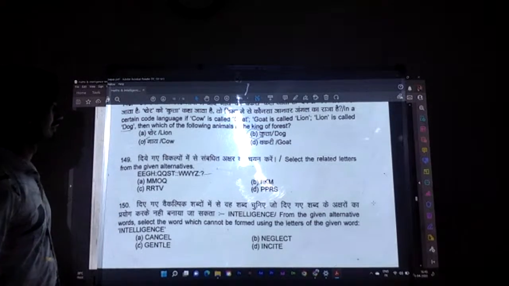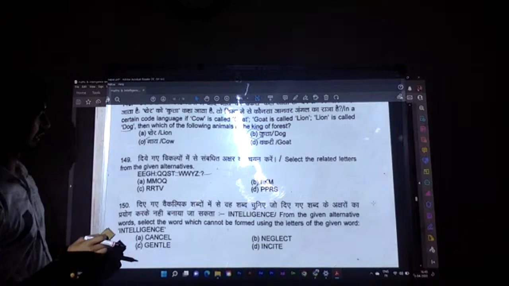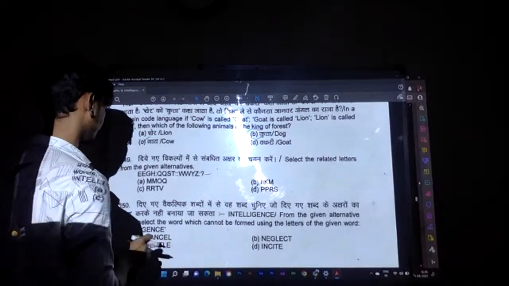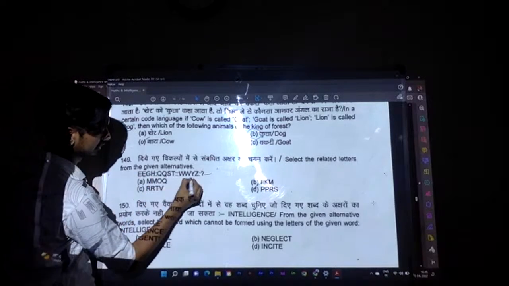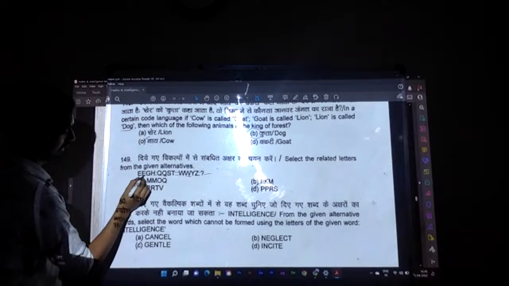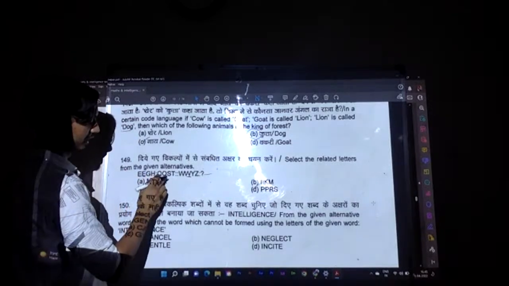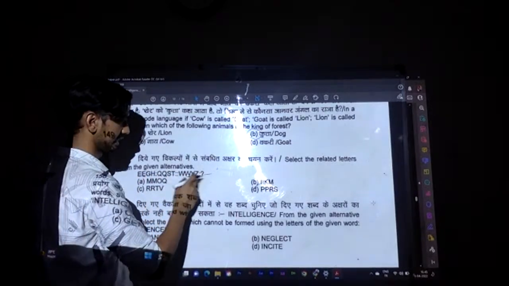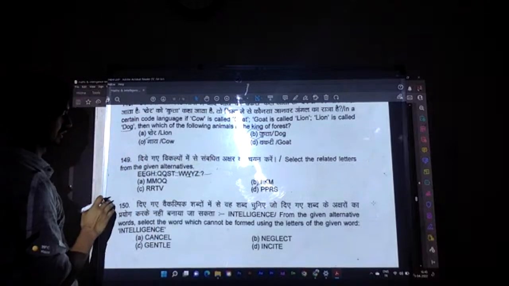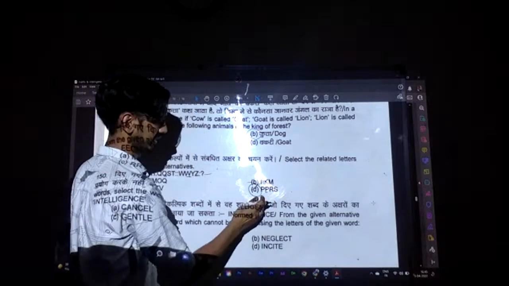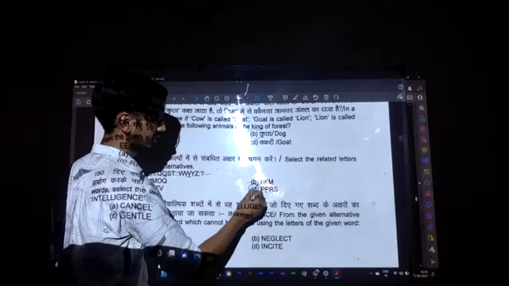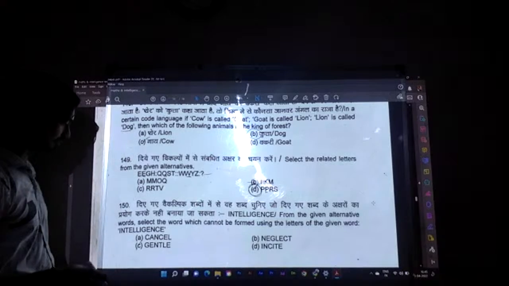In question number 149, select the related letters from the given alternatives. When you look at the second position of these, E, F, G, H, Q, R, S, T, W, X, Y, Z. When you look at the options, there is only one option which follows this pattern. Q is coded as P, and this will become P, Q, R, S. So the correct option will be option D.